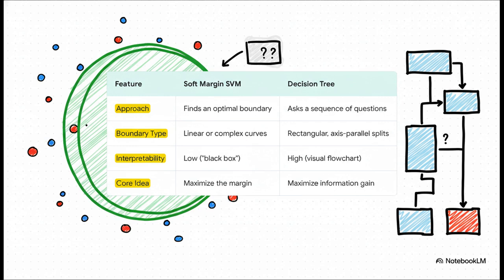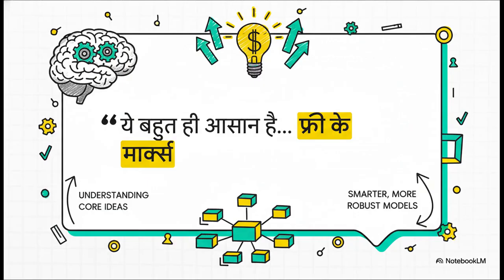But then you have the decision tree. It's all about logic. It asks a series of simple questions, chopping up the data into neat little rectangles. Its core idea is just to get the most information possible out of each question. And its killer feature? It's incredibly easy to interpret. You can literally just look at the flowchart and follow the logic. As the creator of our source material put it, and you can see his original quote here, once you really get these core ideas, it all becomes pretty straightforward. The quote translates to, "This is very easy, free marks."